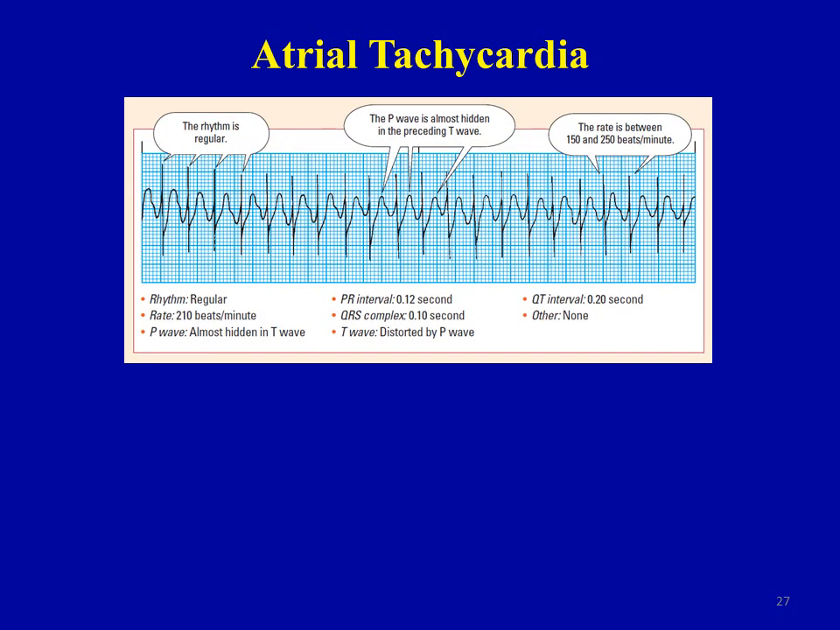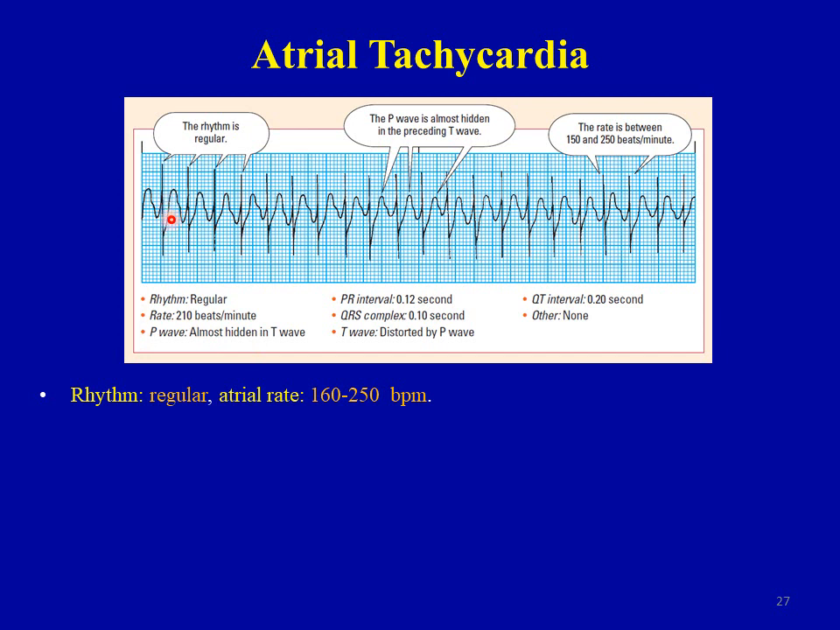In atrial tachycardia, it is a tachycardia that is due to atrial activity. We can see that the rhythm is regular, but the heart rate is 210 beats per minute. So it is above 160 and below 250.